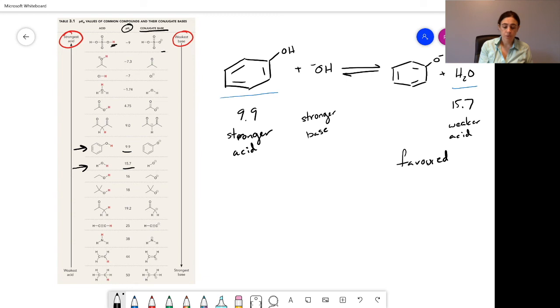is favored in this reaction. You will have more of the molecules sitting as a deprotonated phenol and water than you will in the phenol and hydroxide form. So this is a product favored reaction because we form a weaker acid. Okay, let's take one more example.